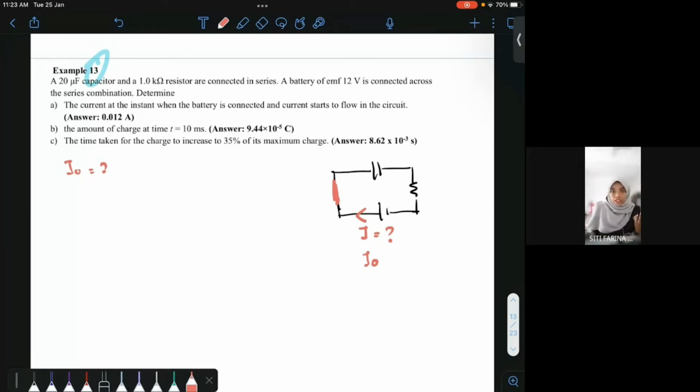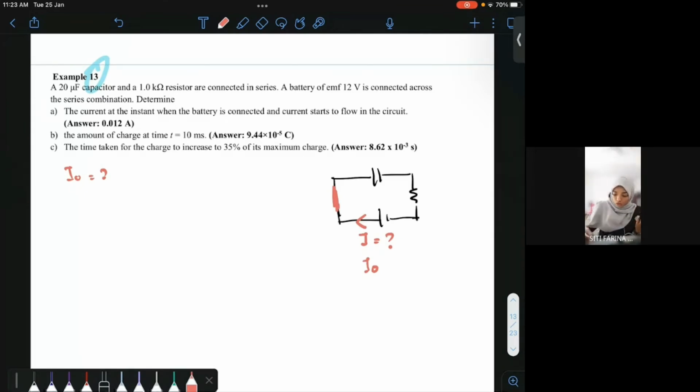Cara kita nak cari I0 kita dekat sini adalah kita nak guna Ohm's law, di mana you have your V and you have your R here. So kita akan guna V0 equals to I0 R. Okay, V0 adalah the battery lah kan, because that is how much maximum potential the capacitor can keep based on how much potential dia boleh bagi. Okay, so current ini keluar based on this potential. So kalau V besar, I yang keluar pun besar.